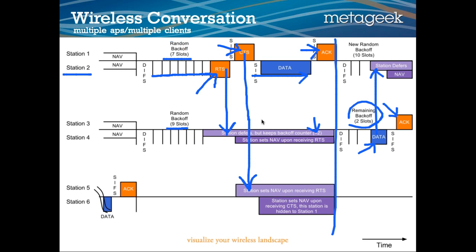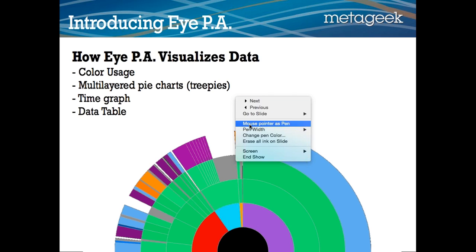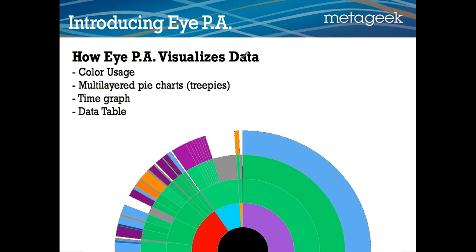So how do we visualize this? How do we use this data now that we know how all this works? How can we visualize it and put it to work for us to help us improve the performance of our wireless network? Well, we can do that with a packet analysis tool. And we were down at a packet analysis conference. It was called SharkFest.